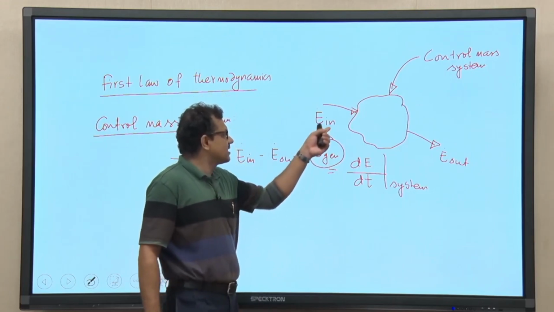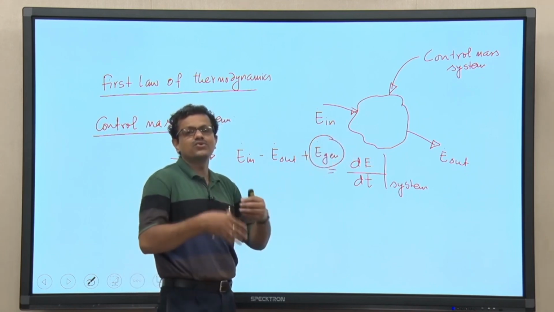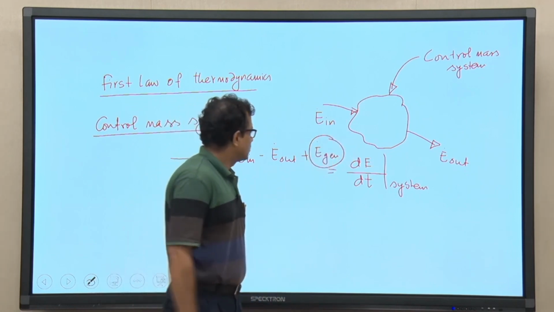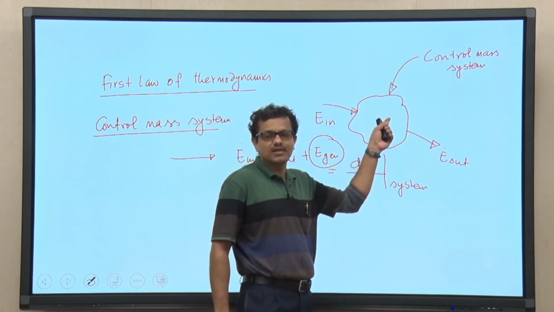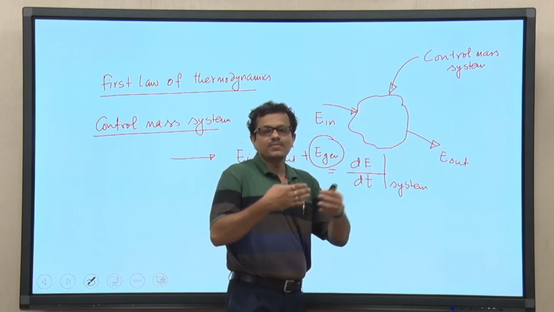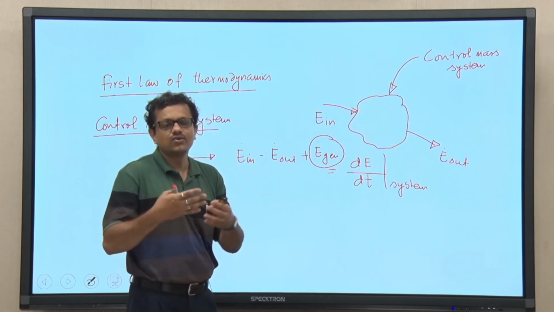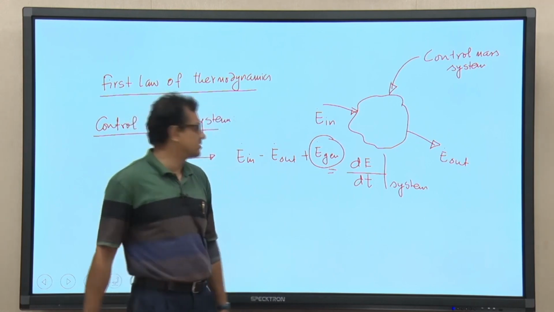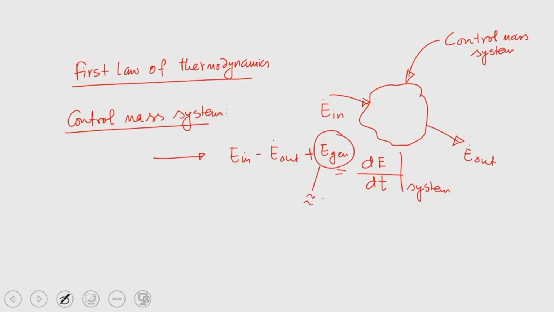So, the question is, when can we consider that there is no energy generation? We are assuming that energy interaction with this system is only through heat and work. So, energy interaction of the system with the surroundings. When the interaction of energy between system and surroundings is only due to heat and work interaction, then this term can be 0. So, this is equal to 0.